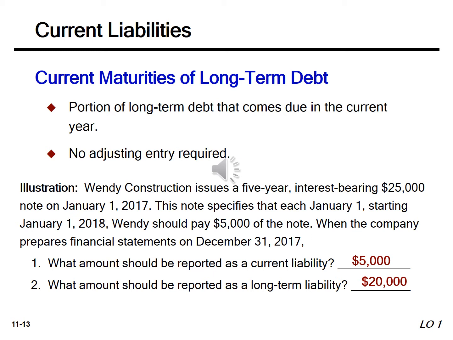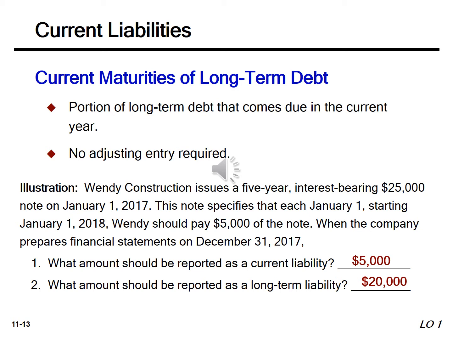If you look at the illustration here, when Windy Construction issues a 5-year interest-bearing $25,000 note on January 1st, 2017. This note specifies that each January 1st, starting January 1st, 2018, Windy should pay $5,000 of the note when the company prepares financial statements on December 31st, 2017.